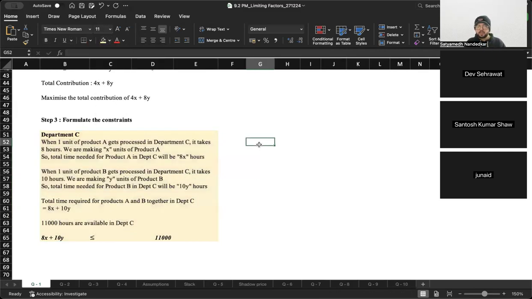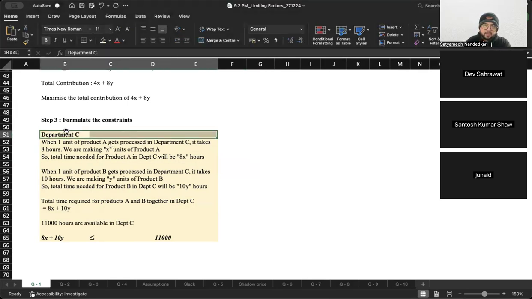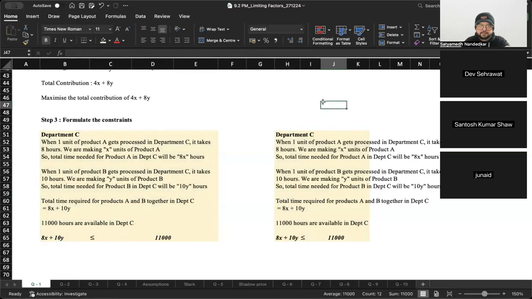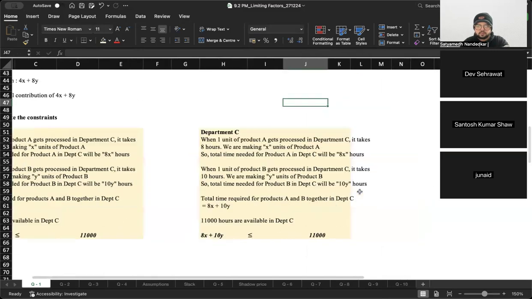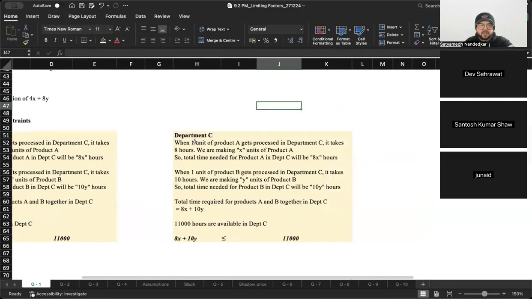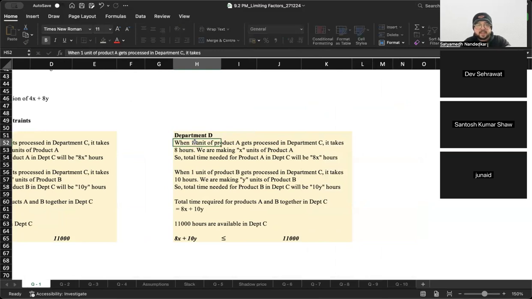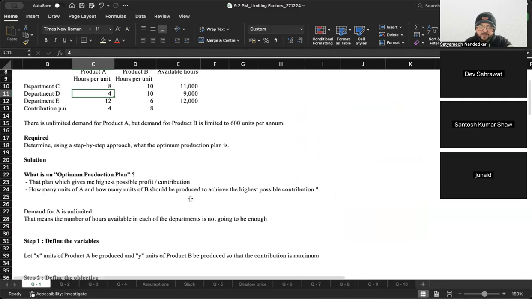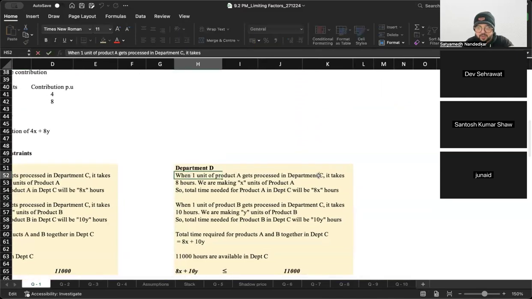Let me put a mild color so that it doesn't hurt your eyes. This is what happens in department C. Similar activity will happen in department D also. Let's see how department D works. Okay. Now let's talk about department D. When one unit of product A gets processed in department D, it takes 4 hours.